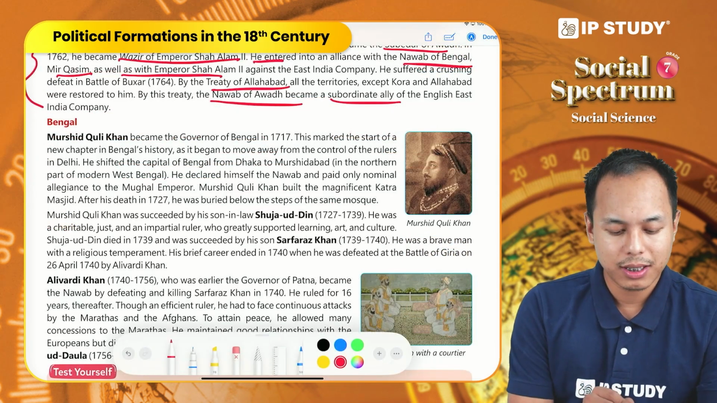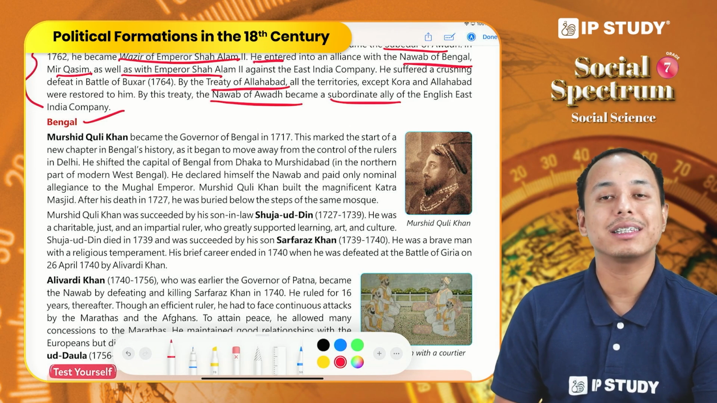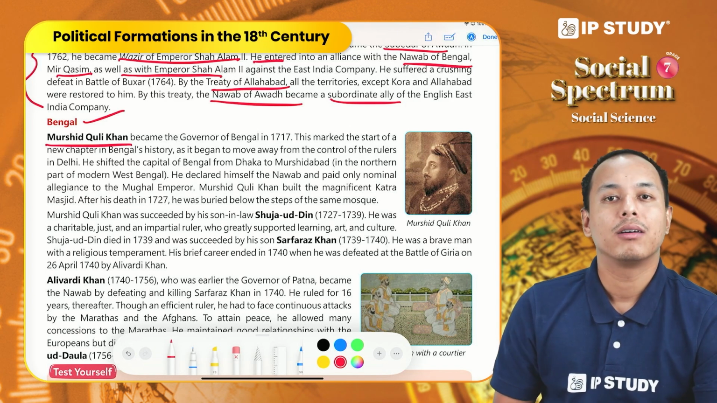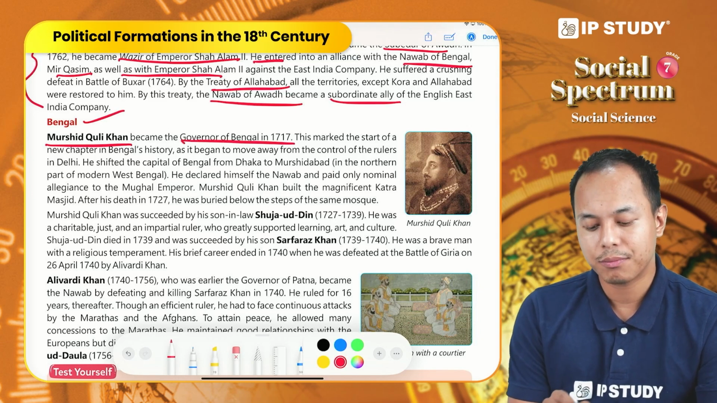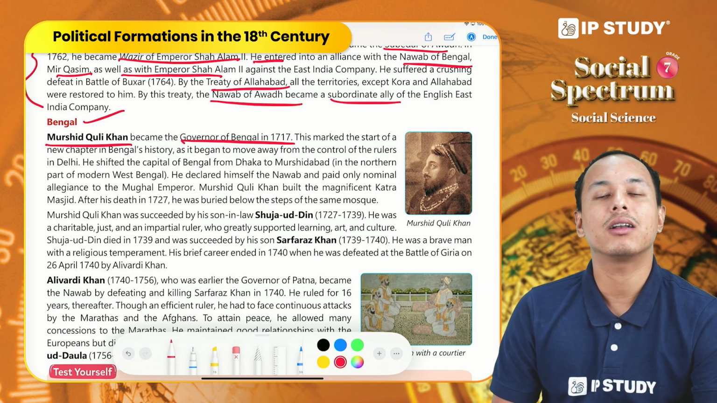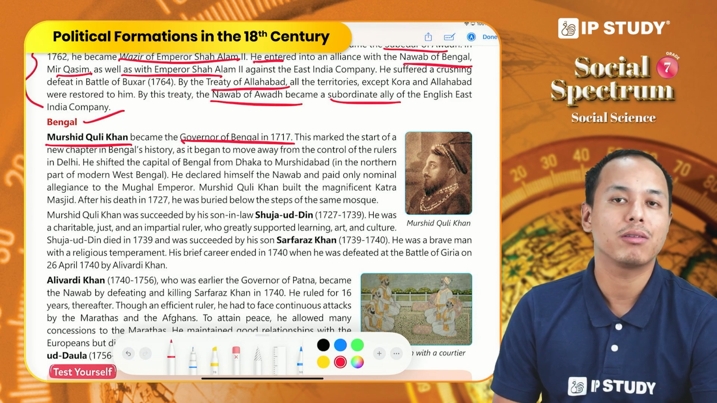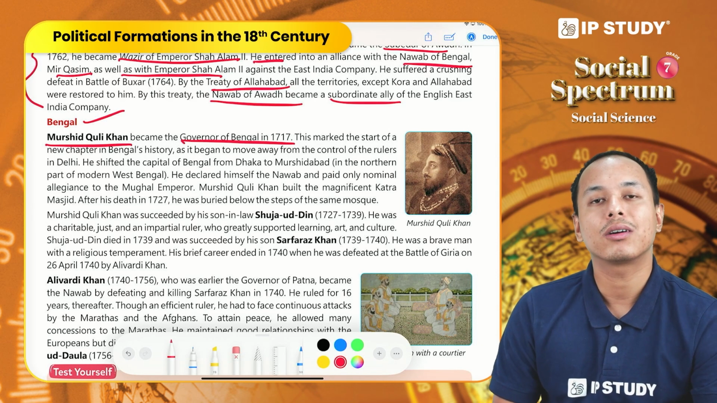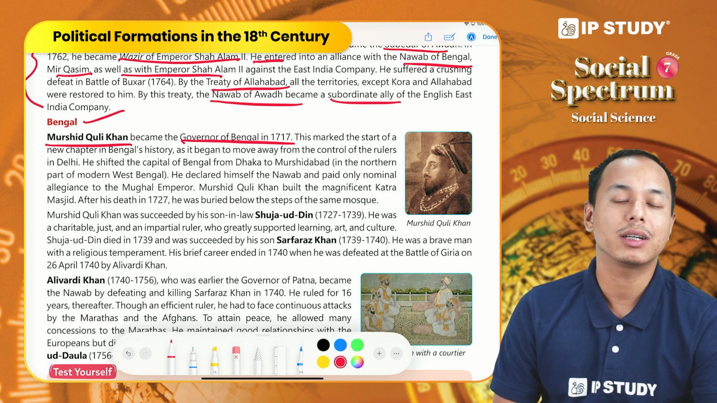So now after Awadh, let us discuss Bengal. We can say Murshid Quli Khan was the founder of Bengal. He was first the governor of Bengal in 1770. And when he became the governor, this unlocked a new era in Bengal's history, as Bengal slowly started to move away from the control of the rulers in Delhi.